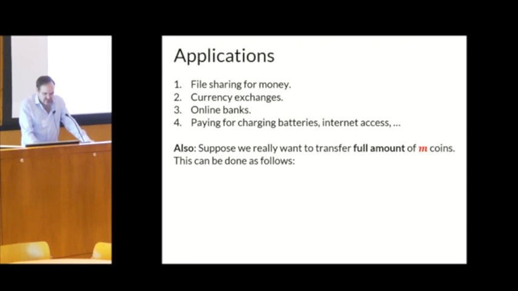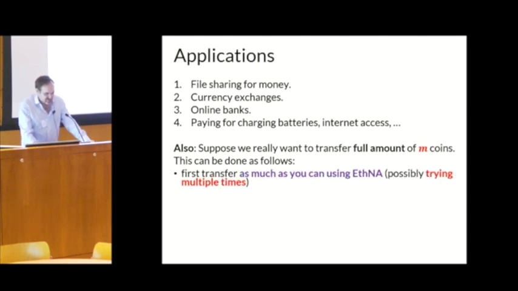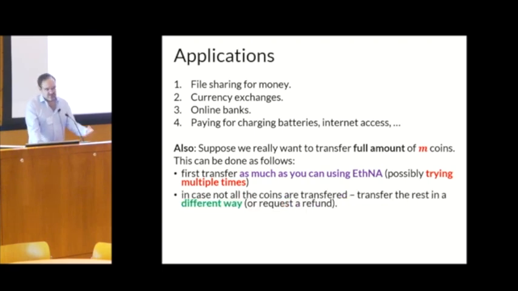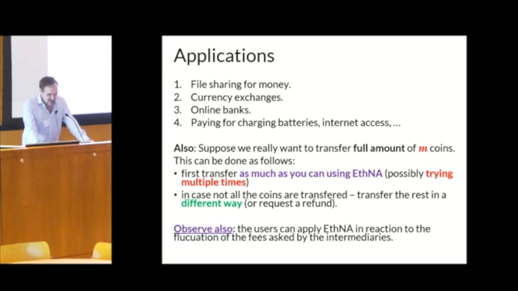Maybe you want to transfer the full amount of coins. You first try to use Etna to transfer this amount of coins. Maybe you try even multiple times. At the end, you transfer some part of it, and then the rest you transfer in some other way. Etna can also offer partial atomicity. So you can say, okay, I want to allow dividing my payments only up to a certain fraction.